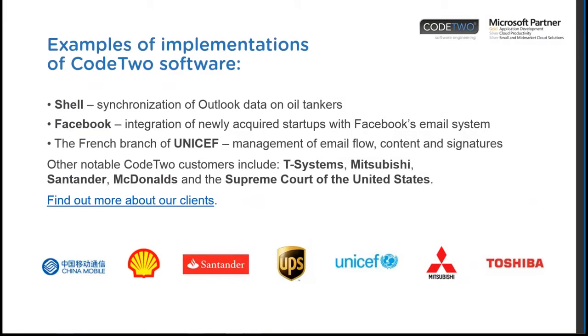Let's look at specific examples of the companies that use our software. We help Shell synchronize output data on all tankers. We also assist Facebook with integrating the newly acquired startups. Also, we manage email flow and signatures of the French branch of UNICEF. Other, of course, not less important customers are T-Systems, Mitsubishi, Santander, McDonald's, even organizations like the Supreme Court of the United States. For more clients, you can go to our website and view the list.